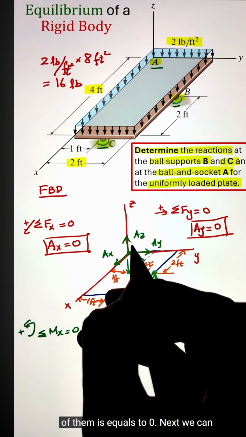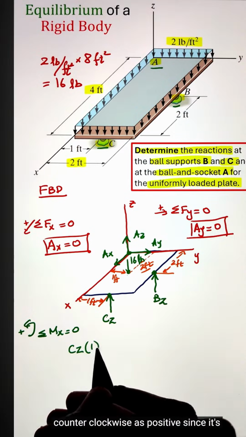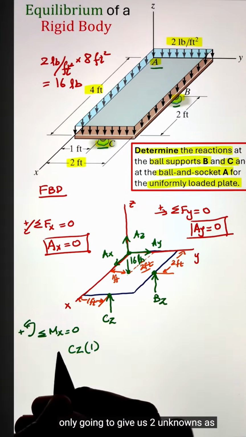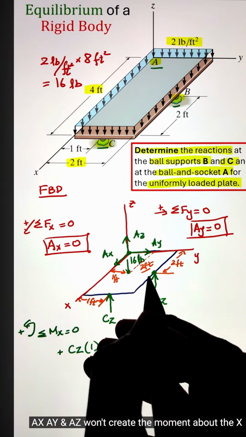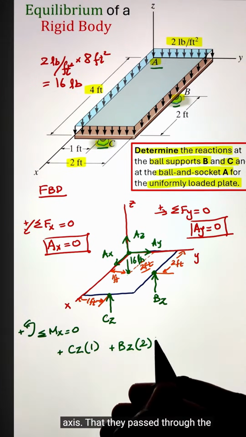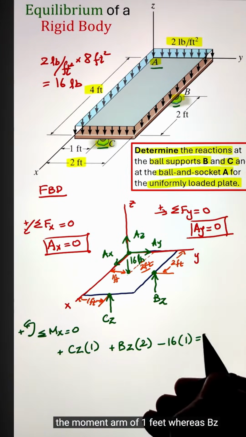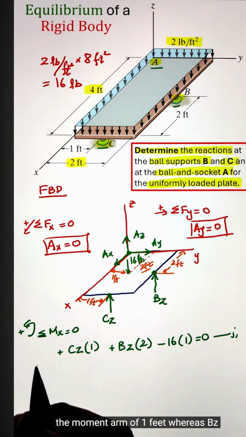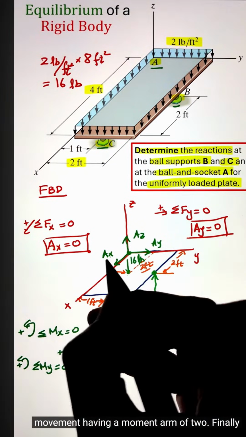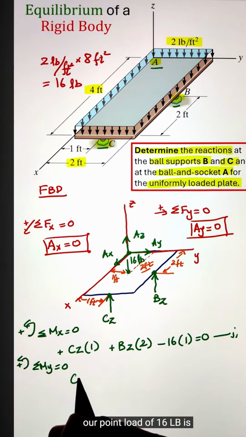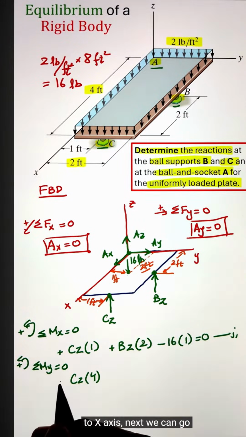Next, we can write the summation of moments about the x-axis equals 0, taking counterclockwise as positive, since it's only going to give us two unknowns. Ax, Ay, and Az won't create a moment about the x-axis as they pass through the axis itself, whereas Cz will create our counterclockwise moment with a moment arm of 1 foot, and Bz is also going to create a counterclockwise moment with a moment arm of 2. Finally, our point load of 16 pounds is going to create a clockwise moment with respect to the x-axis.